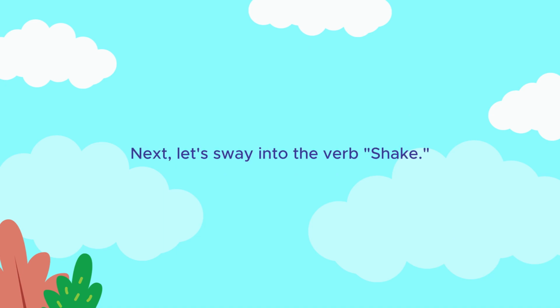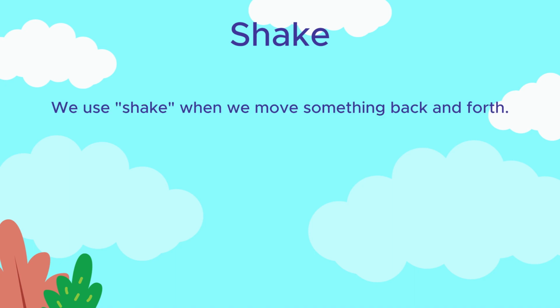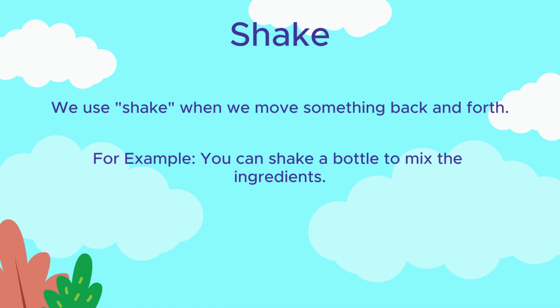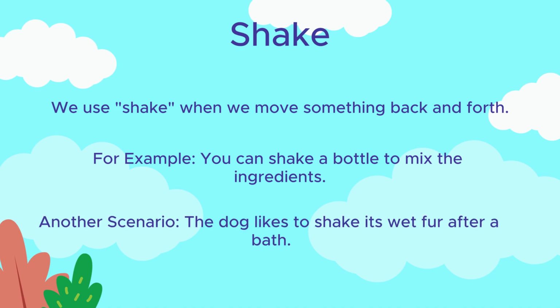Next, let's sway into the verb shake. Repeat after me, shake. We use shake when we move something back and forth. For example, you can shake a bottle to mix the ingredients. Another scenario, the dog likes to shake its wet fur after a bath.